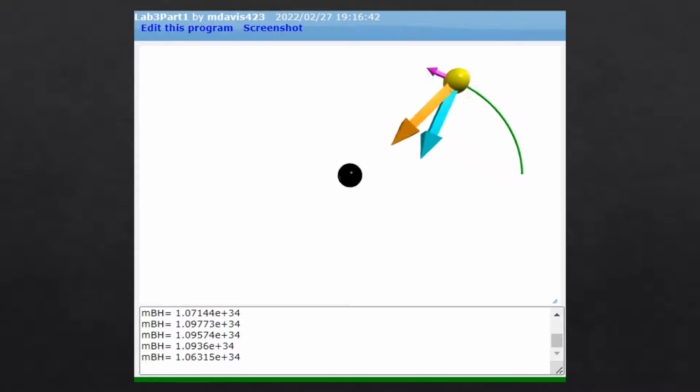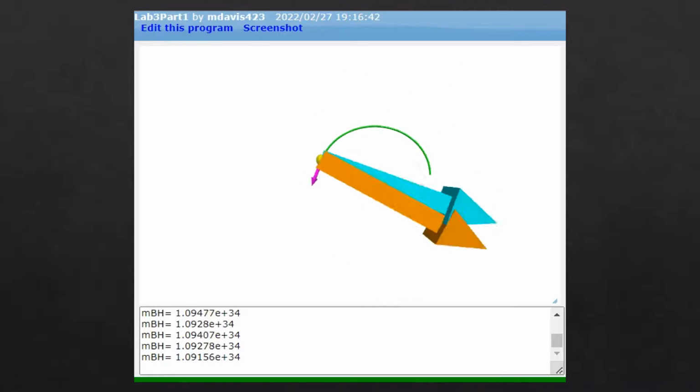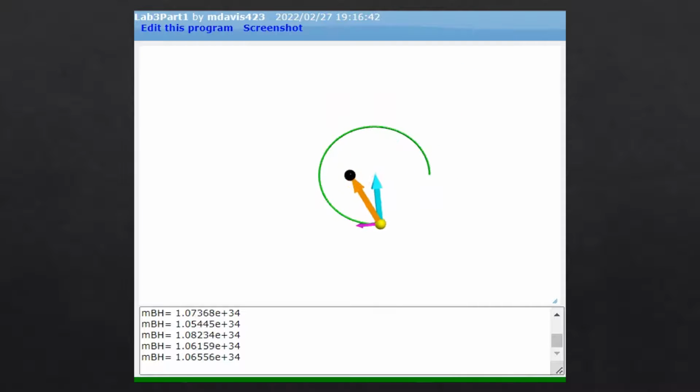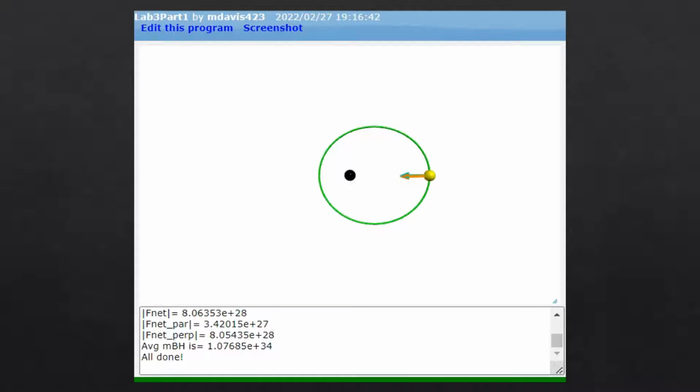I ran the code and got a resulting Fnet, Fnet perpendicular, and Fnet parallel. Throughout the orbit, you could see that it gives many different values for the black hole's mass, so I made a calculation to give me an average of those values, which is 1.07 times 10 to the 34th.